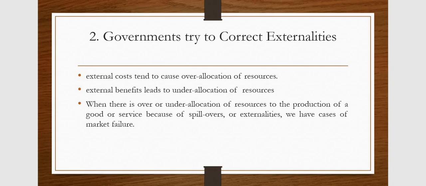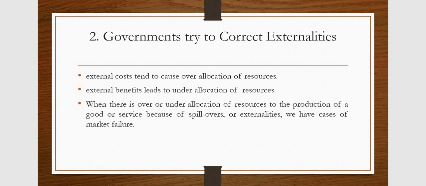So have it in mind that external cost deals with overallocation of resources. And when it comes to external benefits, you are not part of the transaction. Let's say you are staying in your house and someone has planted some trees, which serve as a windbreak, or also give you some sort of air on a sunny day.